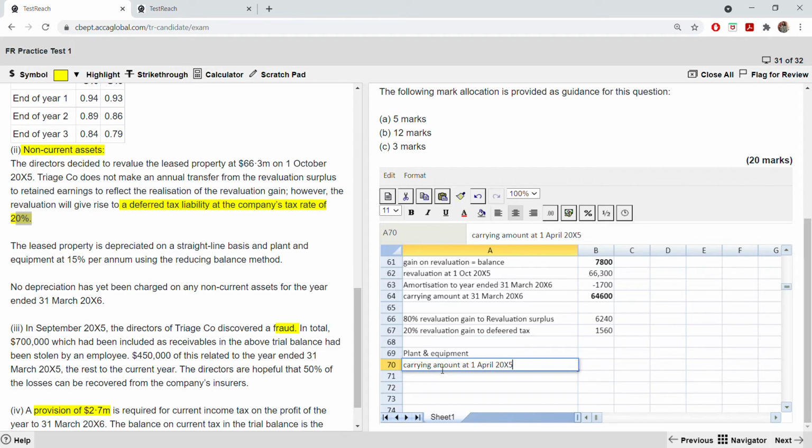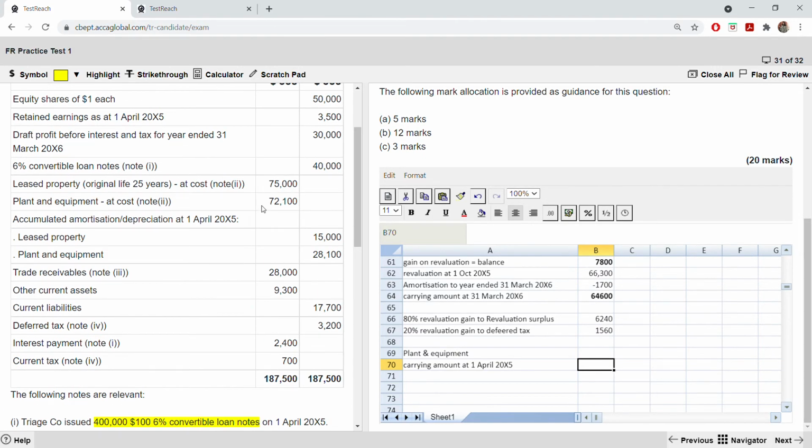What is the amount? If you see here, it is 72,100. From here you are deducting the accumulated depreciation, which is 28,100. Here you can either use a calculator, but I'm using Excel for that. Equal to 72,100 minus 28,100.